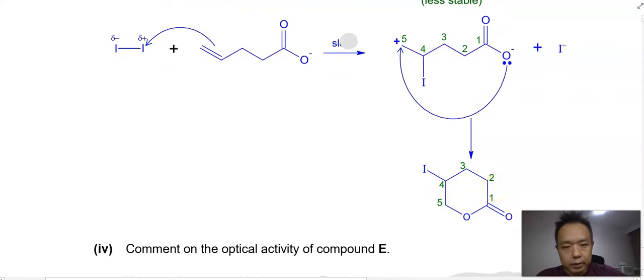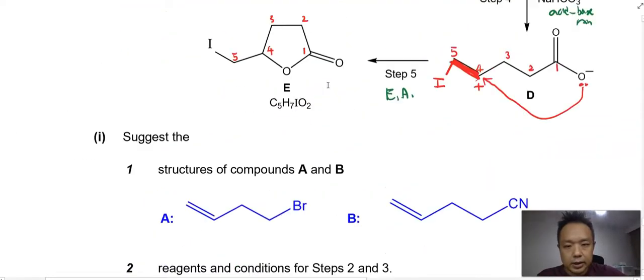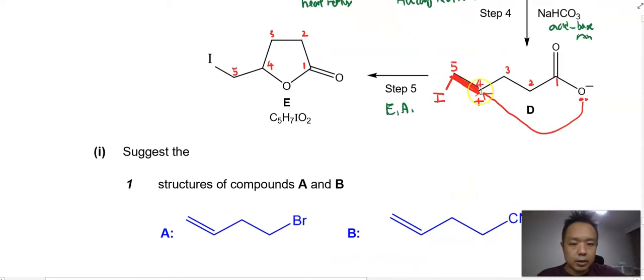Okay, now we're supposed to comment on the optical activity of compound E. Let's take a look at E. What's E? E is this compound here. So E is formed via electrophilic addition. So in this case, this carbocation at carbon number 4 here is sp2 hybridized, trigonal planar.